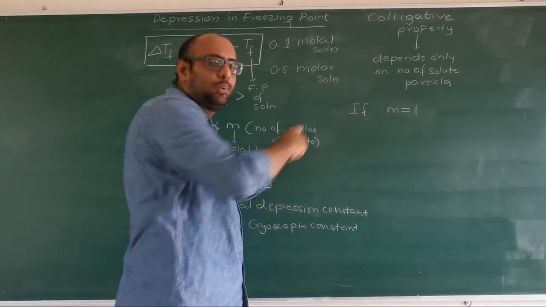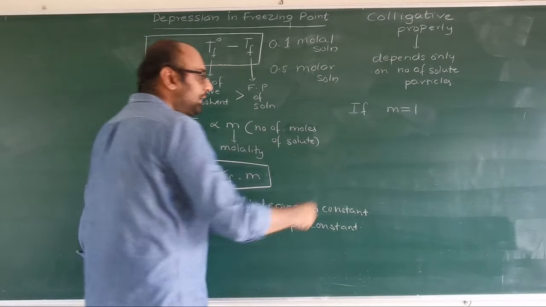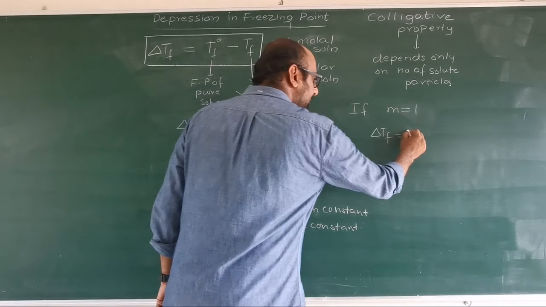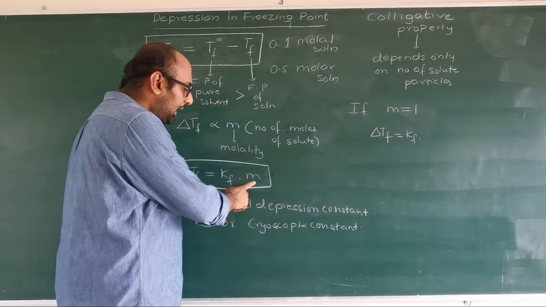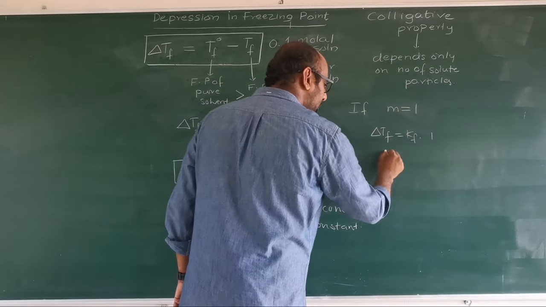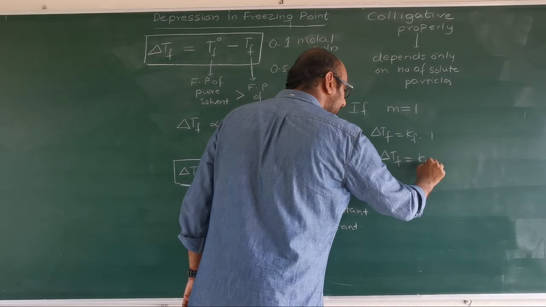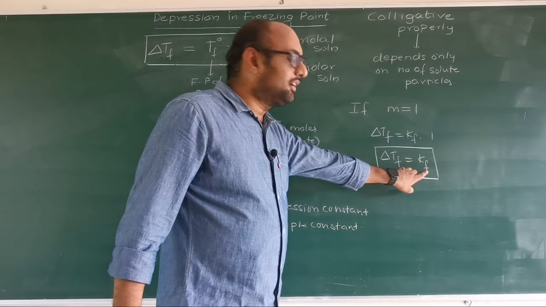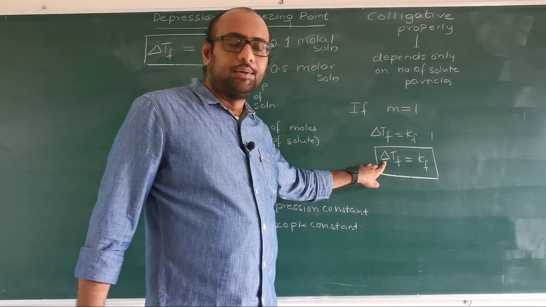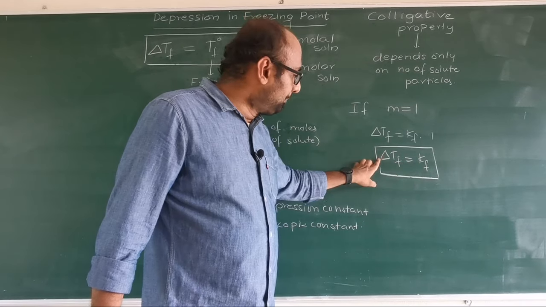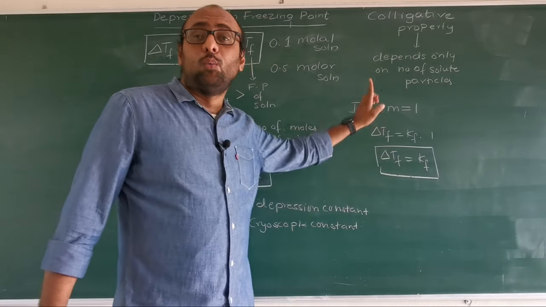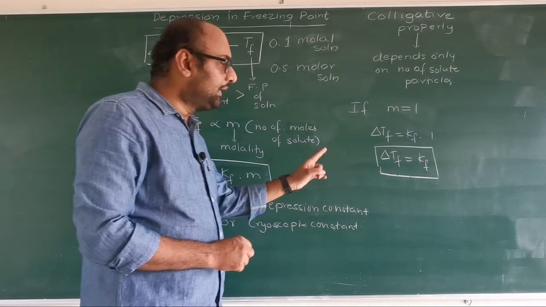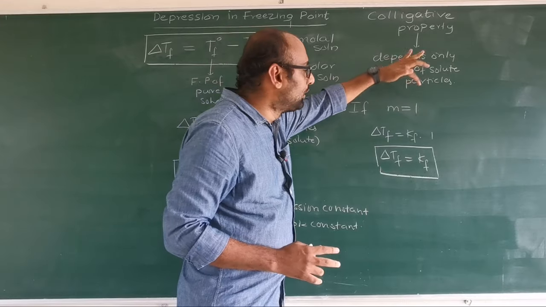So if molality is 1, what will be this expression? Now delta TF will be equal to, we have KF here multiplied by molality. What is the molality? It is 1. So delta TF will be equal to KF. So, when will KF be equal to the depression in freezing point? The constant KF will be equal to depression in freezing point when we have 1 molar solution. So, depression in freezing point will be equal to KF if molality is equal to 1.